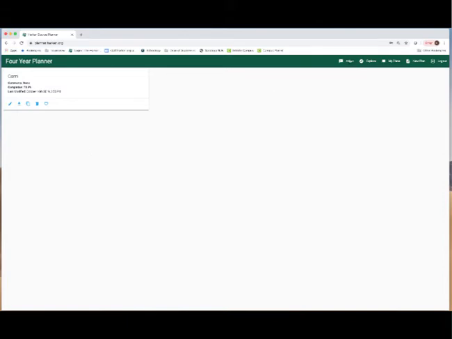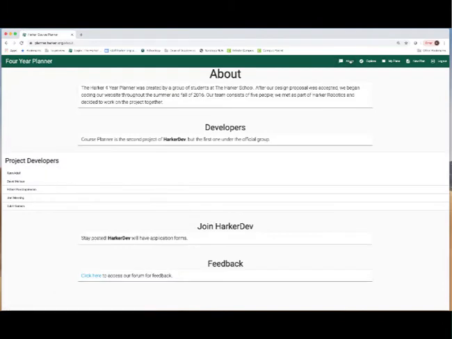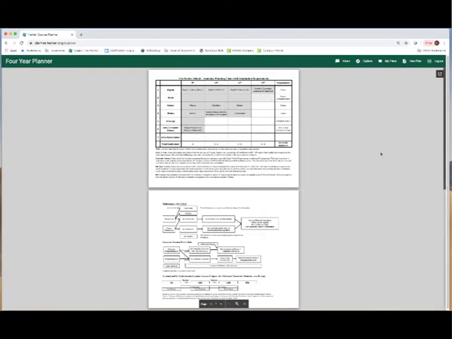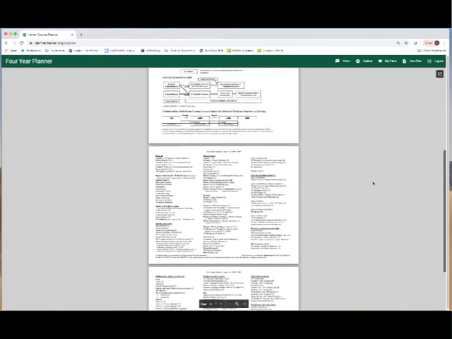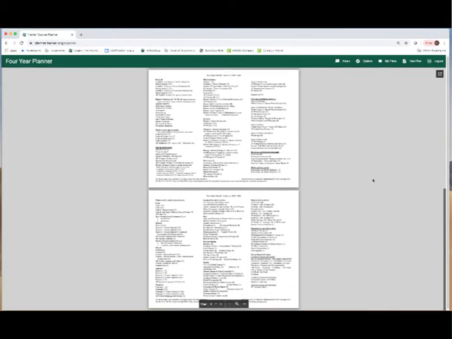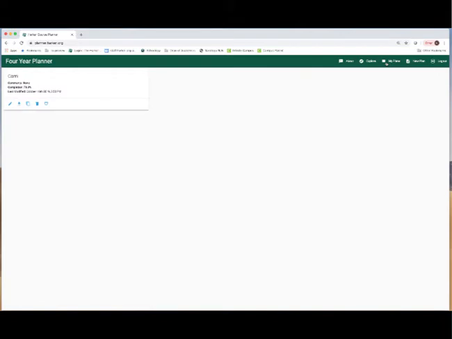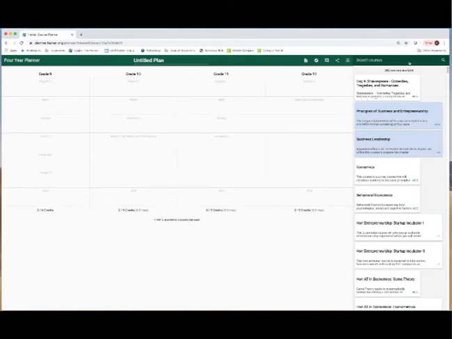The About page tells you more about the student developers who worked to create this tool. There are still members of Harker Dev who continue to support the tool as our classes and students continue to evolve. On the Explore page, you will find our academic planning chart, CS, math, and science flowcharts, as well as our course list for the current year. My Plans shows the user's plans that have been created and saved. New Plan allows for the user to start a new plan. Once you do begin a new plan, there are some wonderfully helpful features.